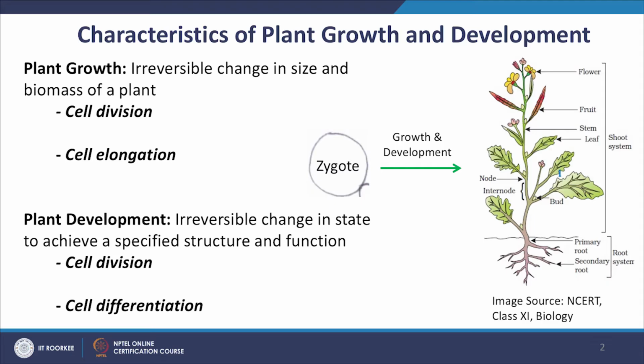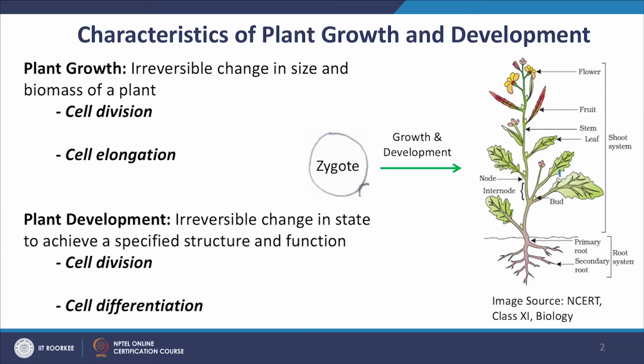This is very important. And how does this happen? It happens through a very fundamental process which we call cell differentiation. Cell differentiation, together with cell division, ensures proper organ formation, whereas cell division and cell elongation together ensure proper growth in the plant.